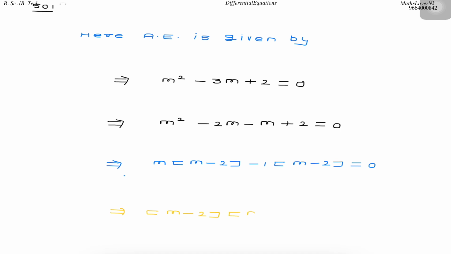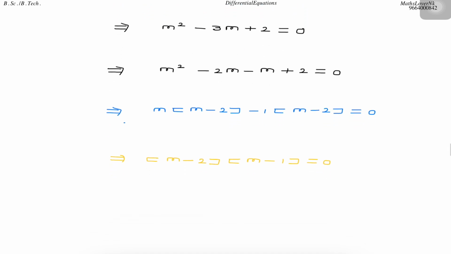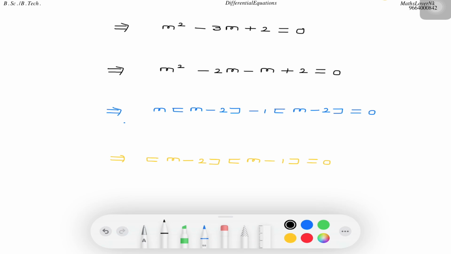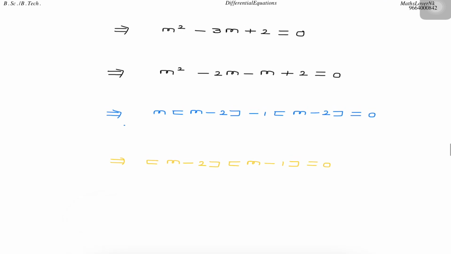Now put each factor equal to 0 one by one. When we put m − 2 = 0, we get m = 2. When we put m − 1 = 0, we get m = 1.